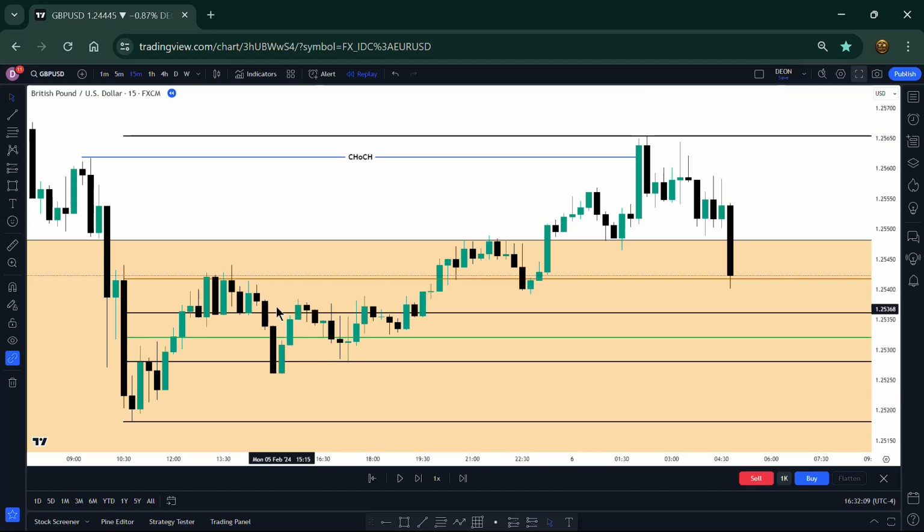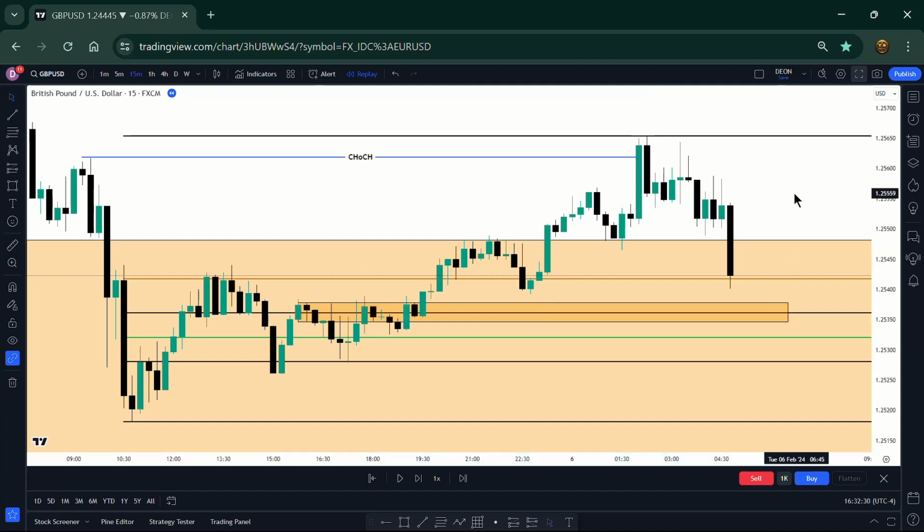Another single candle order block right there. This one here. Right there.